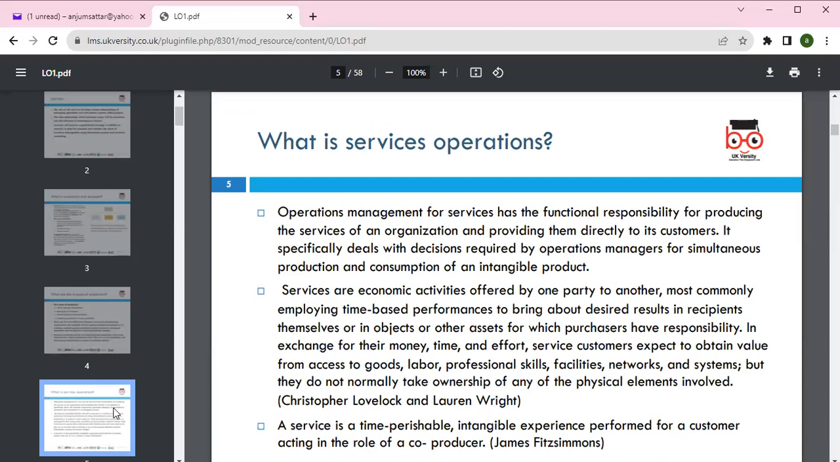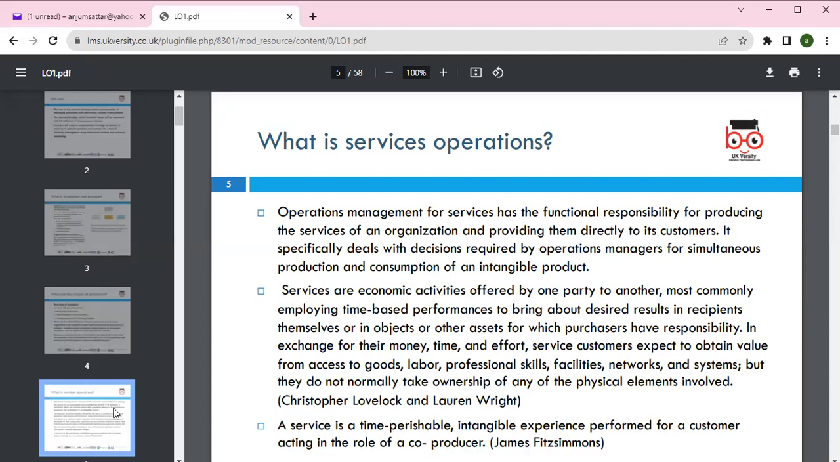Operations management for services has functional responsibilities for producing the services of an organization and providing them directly to its customers. It specifically deals with the decisions required by operations managers for the simultaneous production and consumption of an intangible product.